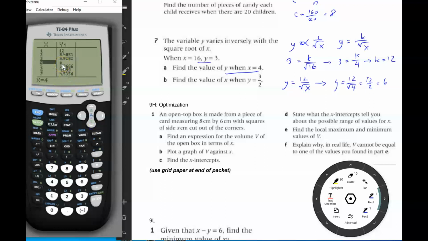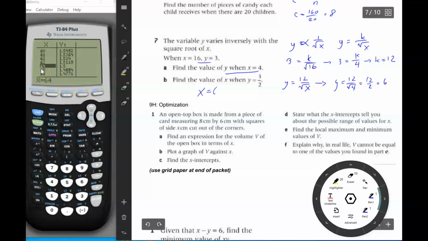Find the value of x when y equals 3/2, which is 1.5. So I'm going to see if I can find the value of 1.5 here. 3/2 is 1.5, right? So if I can find 1.5. Getting close. There it is. So it's x equals 64. Okay, that's the one for that.